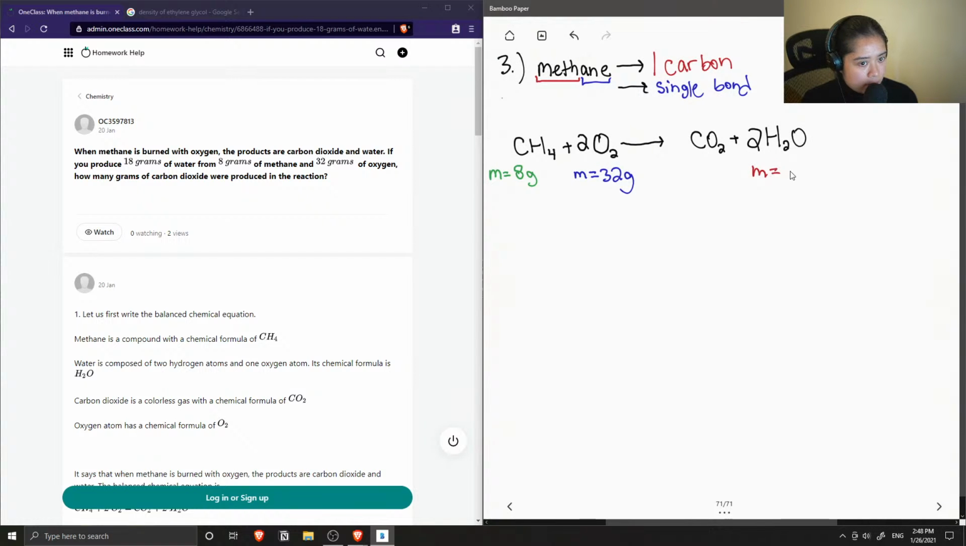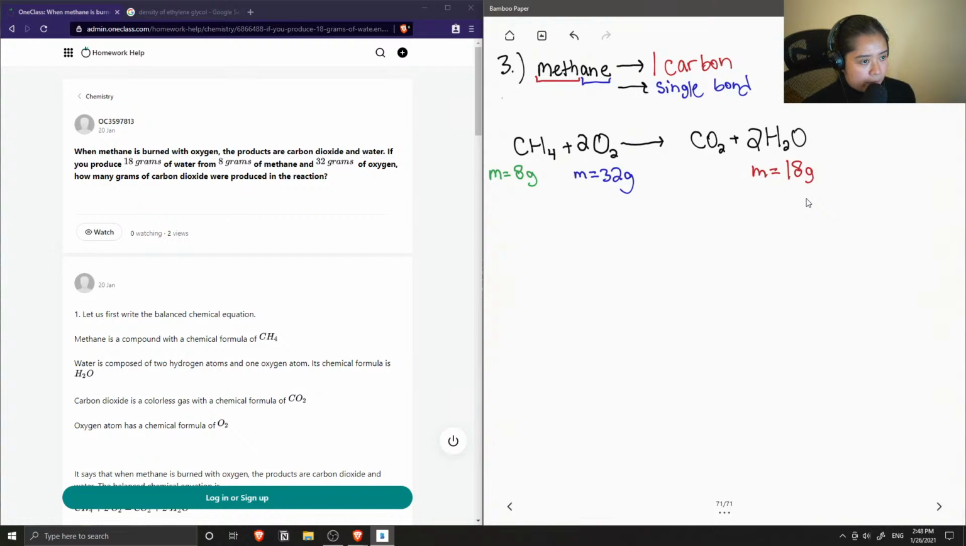And they also told us that we produced 18 grams of water. So this question actually gives us more information than we needed. Typically we would find the number of moles of both methane and oxygen and do a whole bunch of different steps to find out which one was the limiting reagent, and then from there find out how much product was formed.